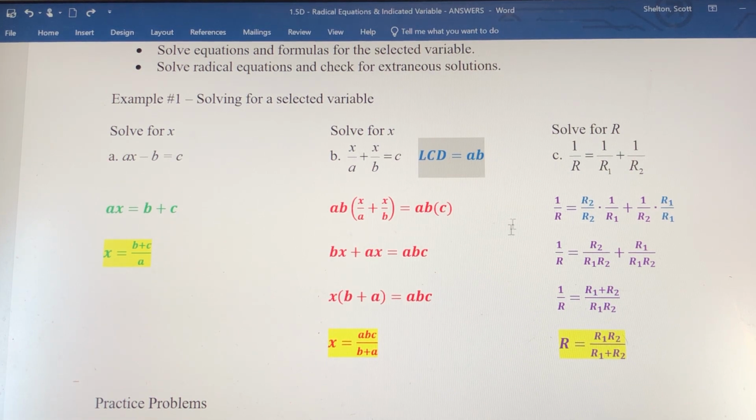But the main thing is, if you need extra practice, you've got 3 different equations here that you can solve for multiple variables, and you can get a lot of practice in. All right, good job.